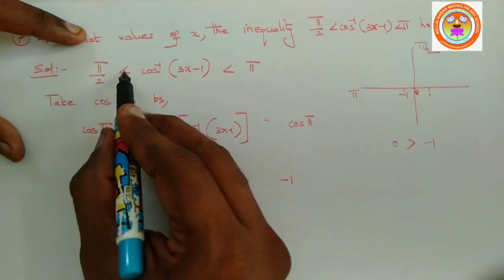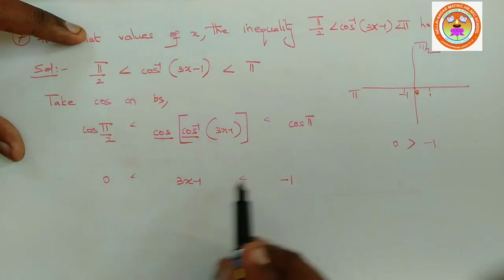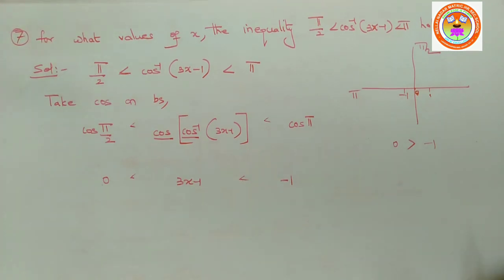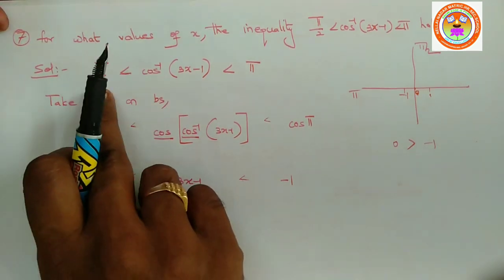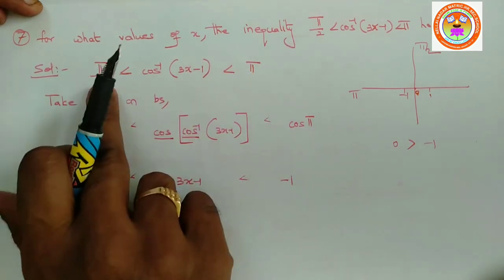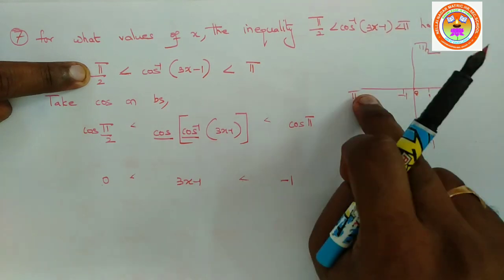But if I put the symbol like that, the problem rises here. 0 is less than minus 1 is wrong. I have told first itself, pi by 2 is less than pi. Pi by 2, that is 90, is less than 180. Yes, 90 is less than 180.